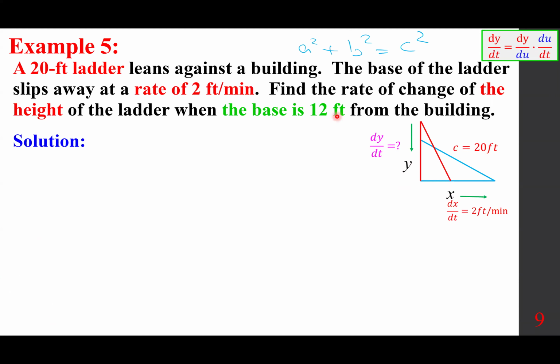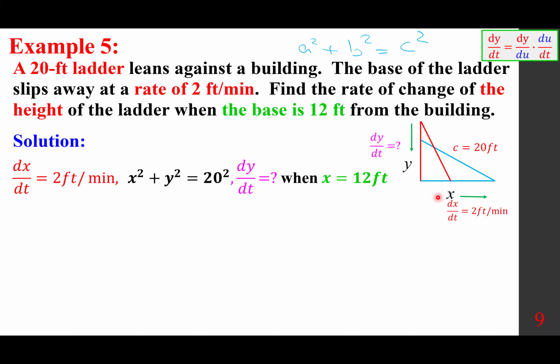So we want dy/dt at what point? When the base x is 12 feet. So you write this symbolically. One more time, dx/dt is 2 feet per minute. This comes from the Pythagorean theorem. x squared plus y squared is 20 squared, which is 400. dy/dt is of interest to us at a precise moment when x is 12. So differentiate this with respect to t: 2x dx/dt plus 2y dy/dt equals 0. You have everything except y. So how do you find y? x is 12. If you plug in, you can find y.